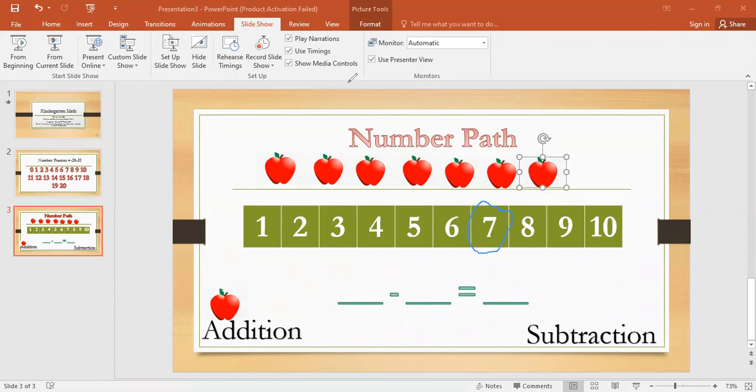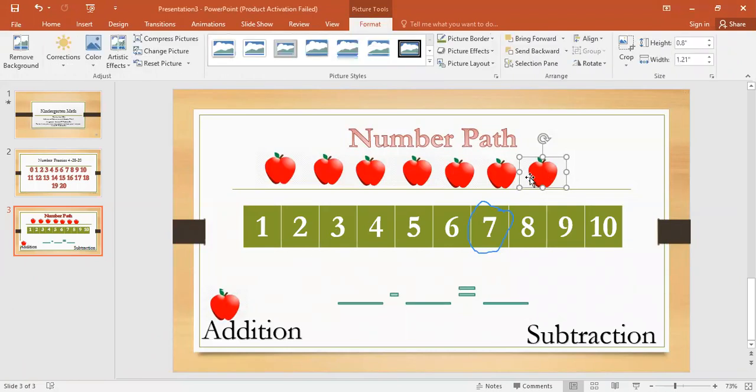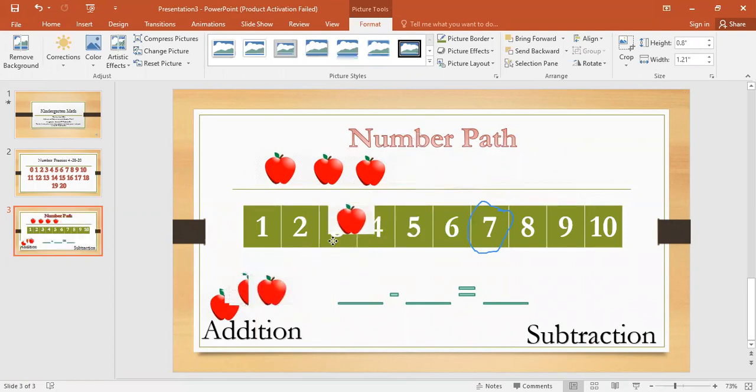Okay, so I am going to give away 4 of my apples to friends. So that means I am going to take away 4 apples from my bunch. So count with me as I take those away. 1, 2, 3, 4. So I took away 4 apples. So what do you think that means next? What should I do next in my number path?